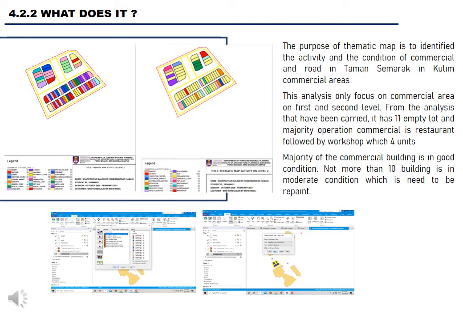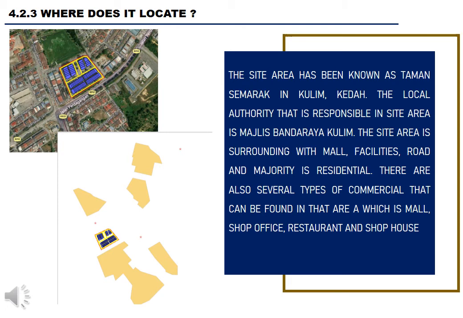Not more than 10 buildings are in moderate condition, which need to be repainted. Next is where is it located? My site area is known as Taman Semarak and located in Kulim, Kedah. And the local authority responsible for the site area is Majlis Bandaraya Kulim.